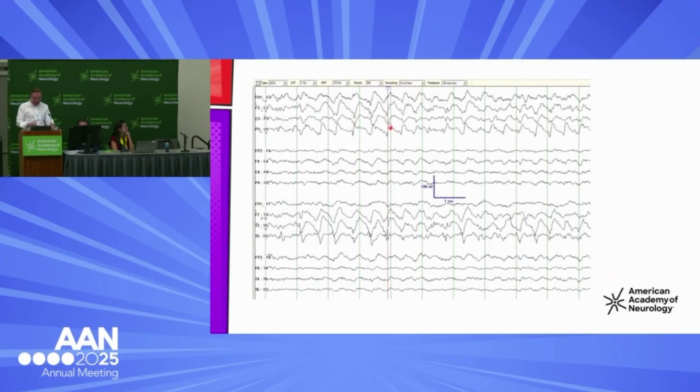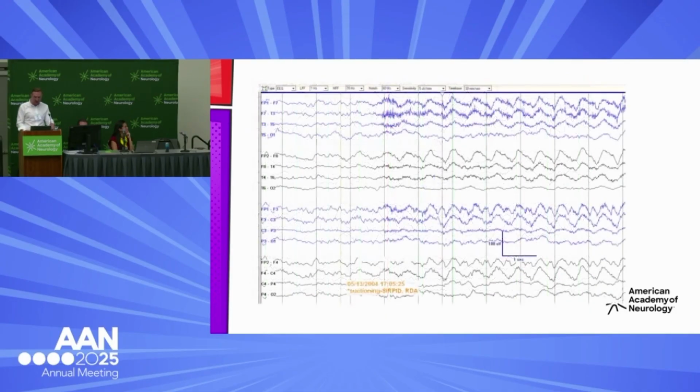Here's a very similar pattern. Again, lateralized rhythmic delta activity. Now here's one where you see a rhythmic pattern again, but now it's in both hemispheres at the same time. So it's generalized rhythmic delta activity, traditionally called FIRDA, frontal intermittent rhythmic delta activity.